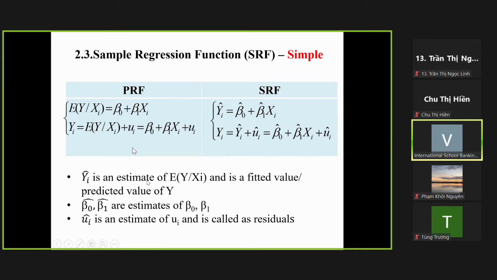Sometimes when you read the textbook, you can see that they say estimate of the expected value of y, or fitted value, or predicted value of y. In fact, it implies one thing: y hat.